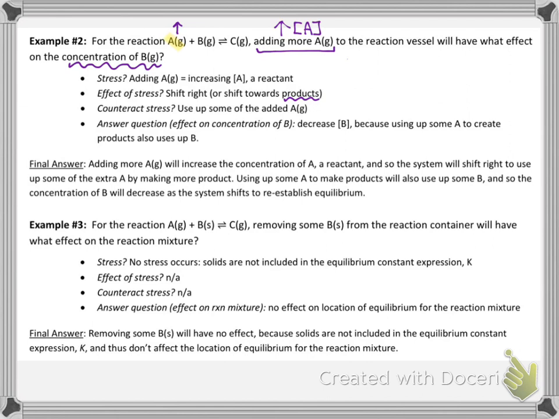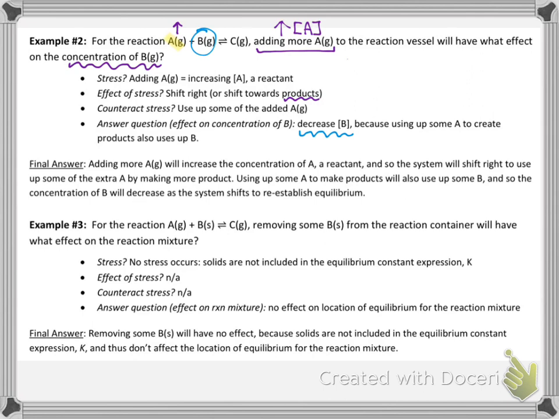Now, of course, the question specifically talks about B, and B is another reactant. Well, as the reaction shifts right to use up some of the extra A, it has to react with B. So the amount of B overall is actually going to decrease. And then you just squish that together into complete sentences and, yay chemistry. So my version was, adding more gaseous A will increase the concentration of A, a reactant, and so the system will shift right to use up some of this extra A by making more product. Using up some A to make products will also use up some B, and so the concentration of B will decrease as the system shifts to reestablish equilibrium.